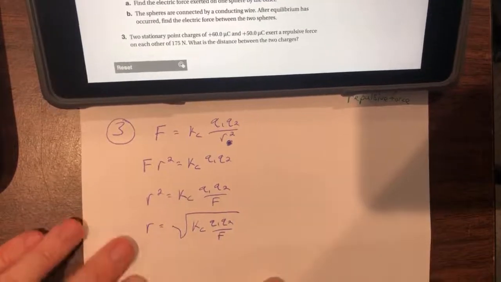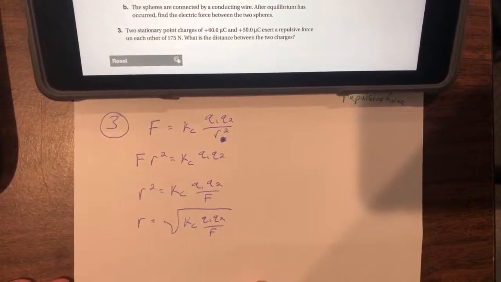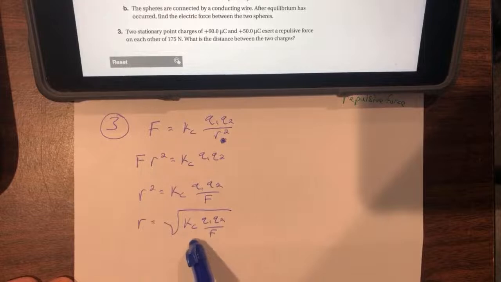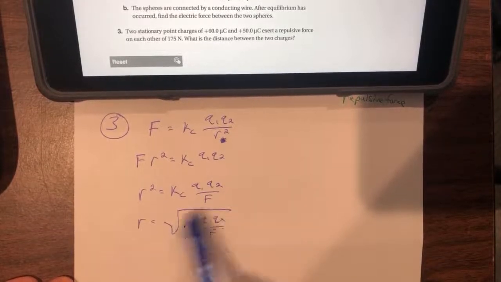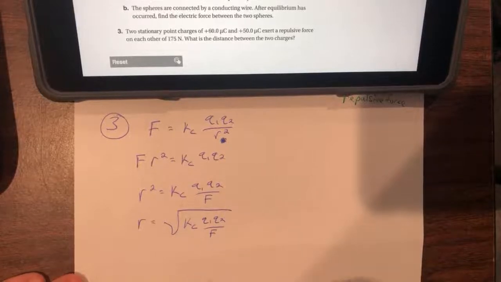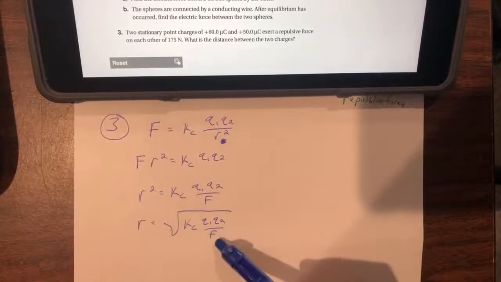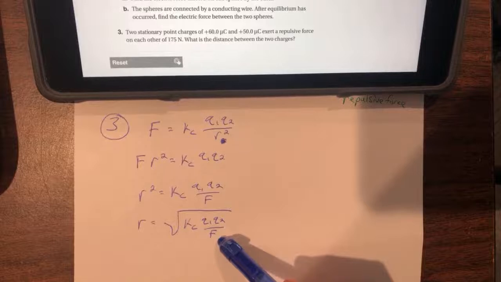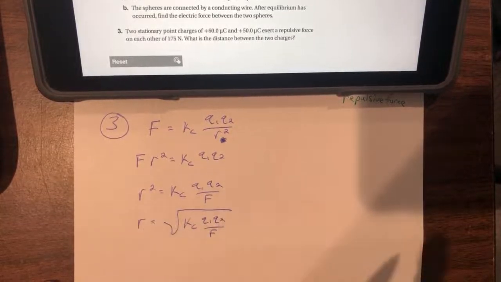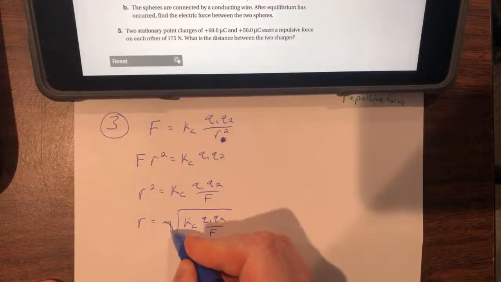Now, obviously, we're going to need to worry about negatives. This is first year chemistry, or first year physics. If we end up with a negative value in here, we're going to need to make it positive, because the force could be attractive or repulsive, and we need a positive value in here so that we get a real value for R.